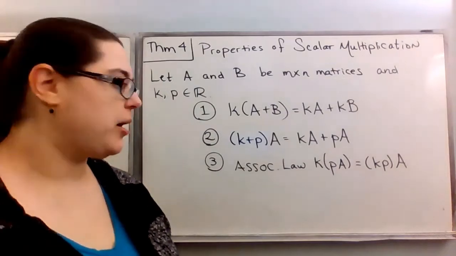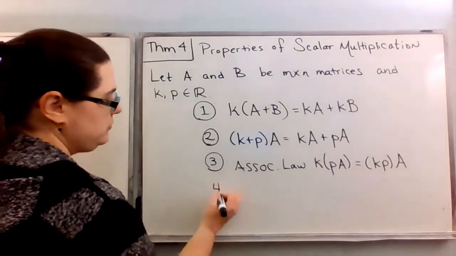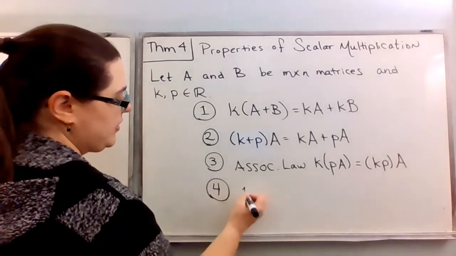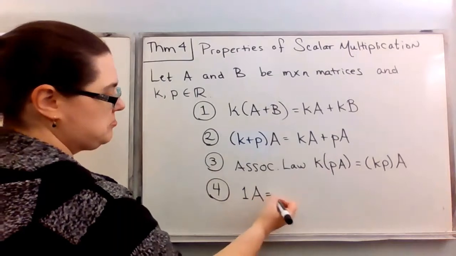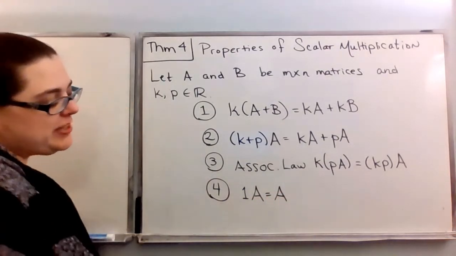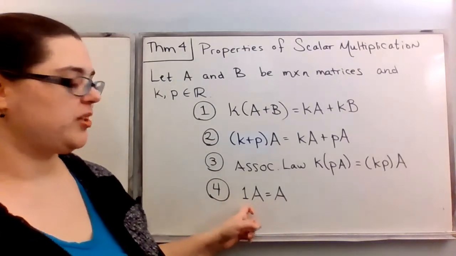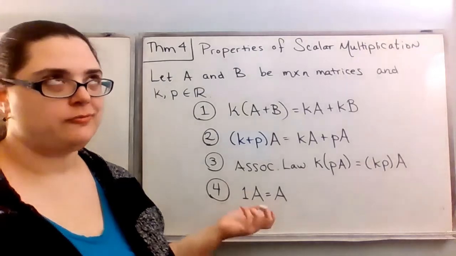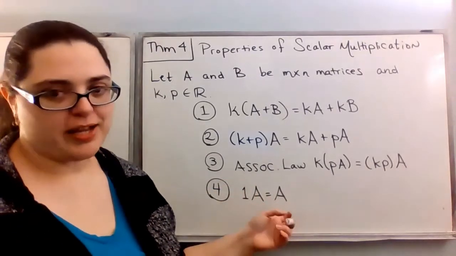And the last property that we're going to look at is multiplication by 1. So if I take the scalar value of 1 and I multiply it by a matrix, nothing happens. Right? And this makes sense because our scalar multiplication says take 1, multiply it by each entry in A. But 1 times any real number is itself. So we're just going to get A back again.